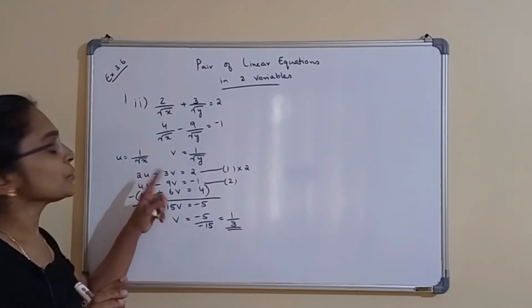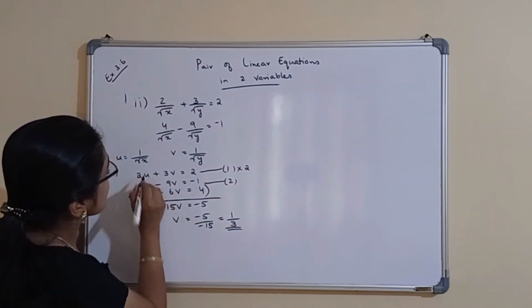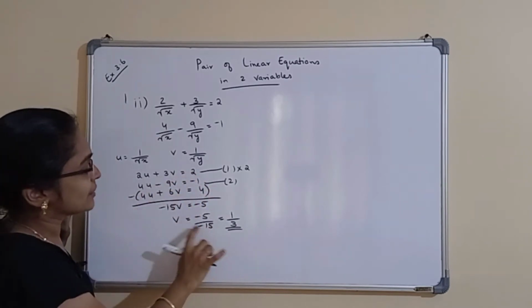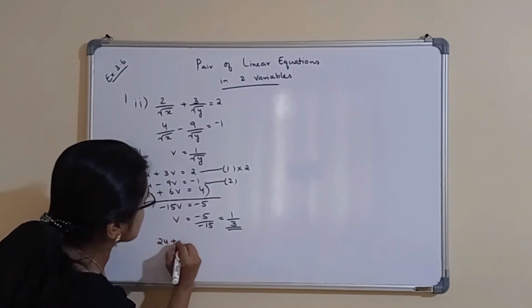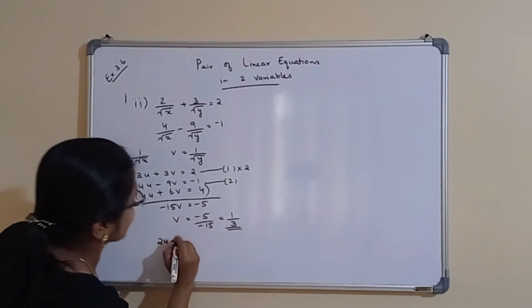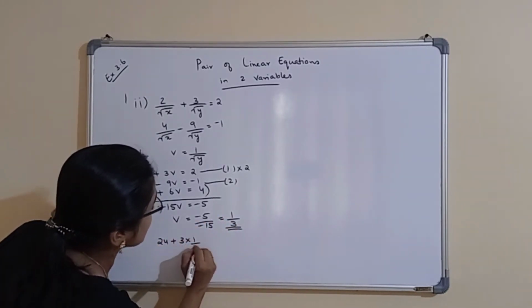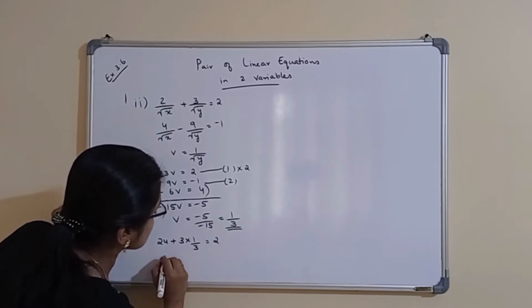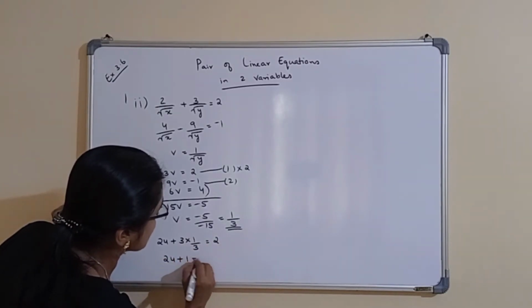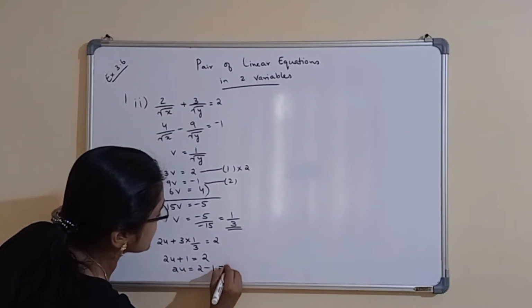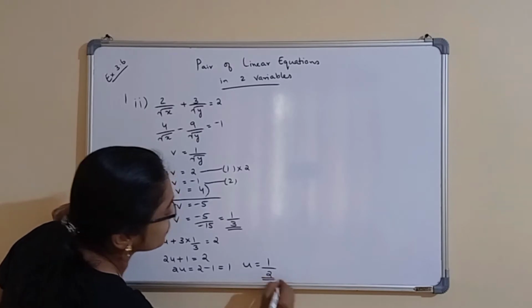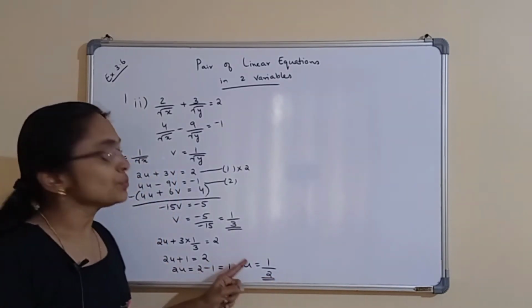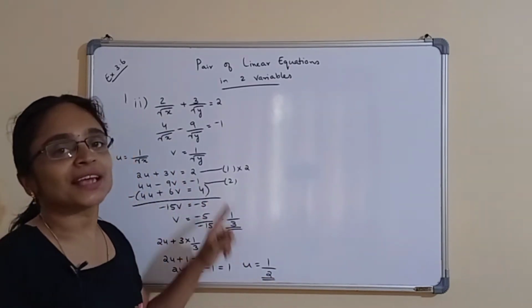Now we can solve for u. So we can put the value of v in equation 1, which will give 2u plus 3 into 1 by 3 is equal to 2. 3 into 1 by 3 is 1, which means 2u plus 1 is equal to 2. So 2u is equal to 2 minus 1, which is equal to 1. So u is equal to 1 by 2. So we got u as 1 by 2 and v as 1 by 3.